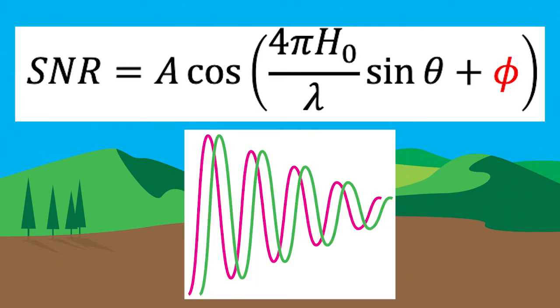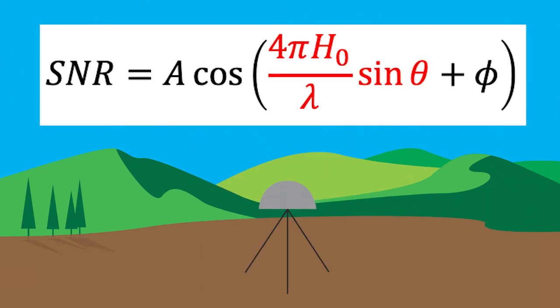The phase offset is relatively straightforward. It just describes how the SNR interferogram shifts back and forth. The frequency term is more complicated. In the past, it's been modeled as the sine of the elevation angle of the GPS satellite multiplied by 4 pi times this thing that we call the effective reflector height. And then we divide that by the wavelength of the GPS signal.